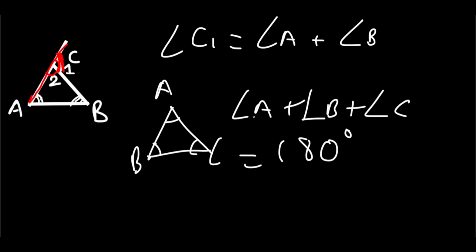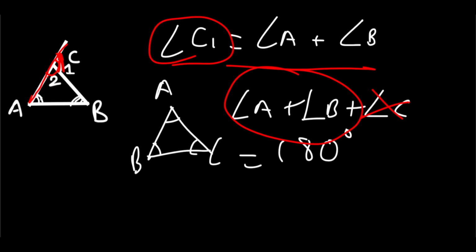If we see here, A plus B plus C is 180, so we just need to subtract the C2, so we subtract this out, and we're left with A plus B. A plus B is equal to C1, and that's why. I hope you get it.